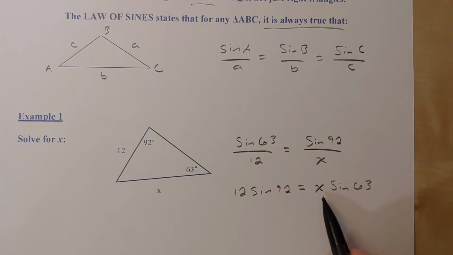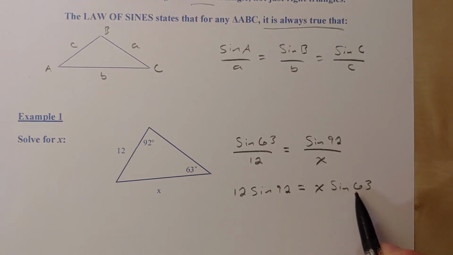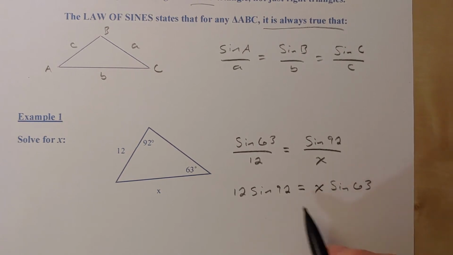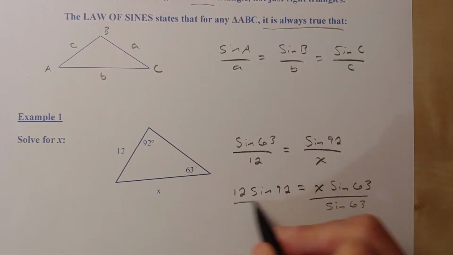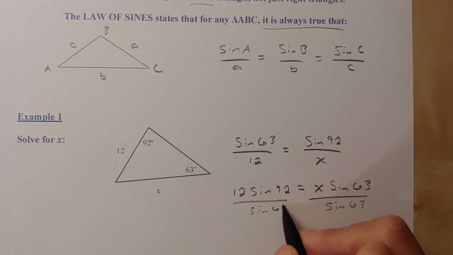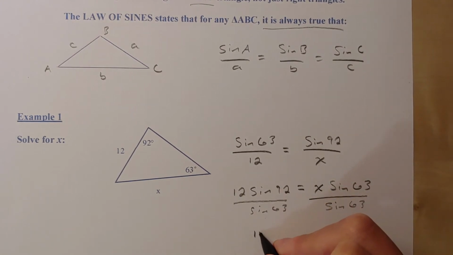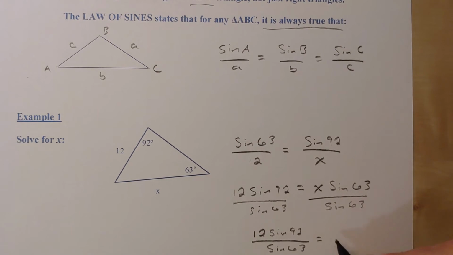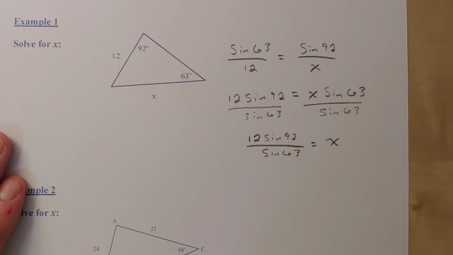And now all I have to do to solve for x is isolate that variable. Remember, sine of 63 is just a number. So we're going to divide both sides by the sine of 63. And we get 12 times the sine of 92 over the sine of 63 is equal to x. And there is our solution.